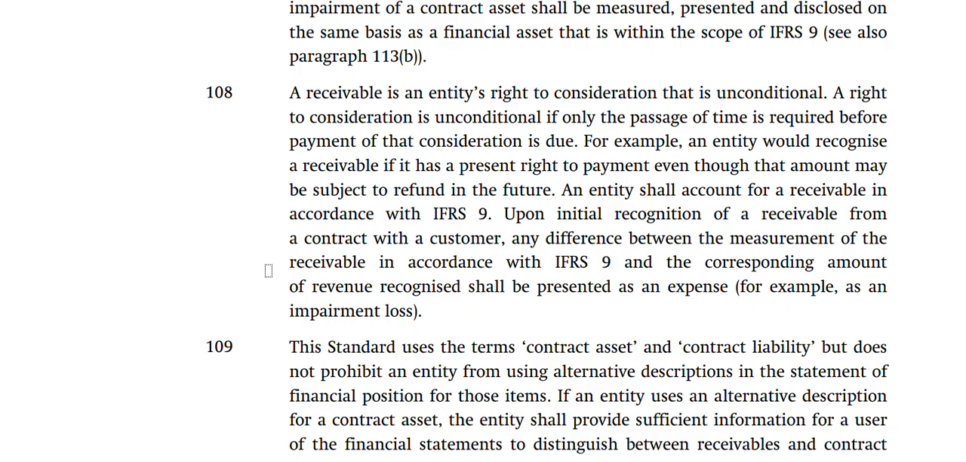An entity shall account for a receivable in accordance with IFRS 9 upon initial recognition of the receivable from the contract with a customer. Any difference between the measurement of the receivable in accordance with IFRS 9 and the corresponding amount of revenue recognized shall be presented as an expense, for example, an impairment loss. And then 109.